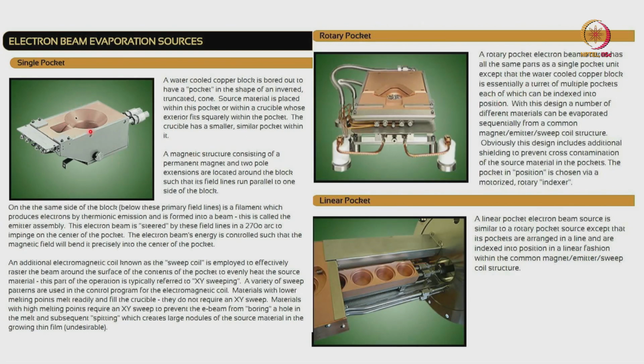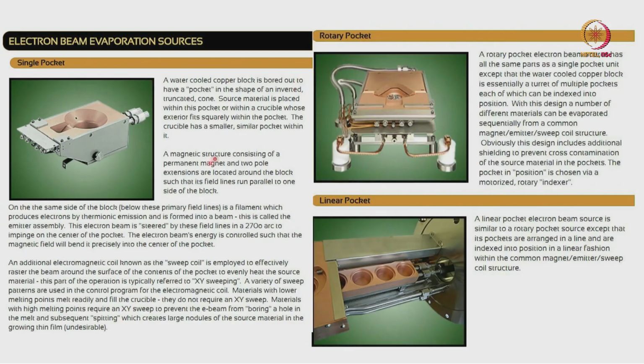If you talk about a single pocket, a water cooled copper block is bored out to have a pocket in the shape of an inverted truncated cone, which you can see here, and in this we can place the source material. Source material is placed within this pocket or within a crucible whose exterior fits squarely with the pocket. The crucible has a smaller similar pocket within it, so you load the crucible, and in the crucible you put the source, not directly in the pocket.